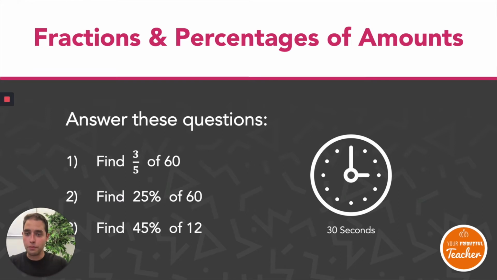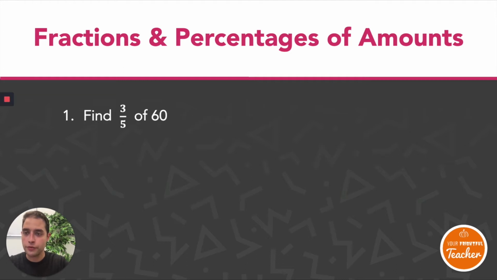Okay, stop. Are you done? Well, let's have a quick check and work it through now. Did you get the same answers as me? So, find 3/5 of 60. In order to work this out, what I would recommend is that you find 1/5. So how would you go about doing that?